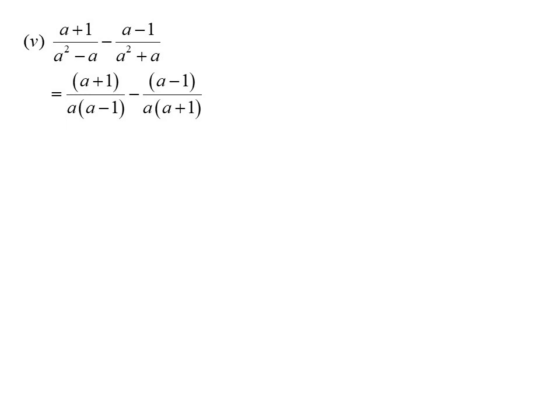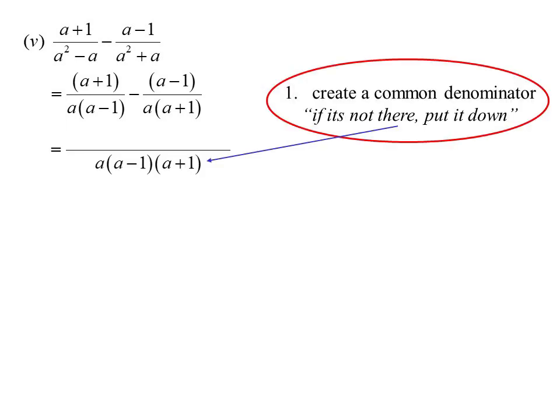So my thought process when I'm doing this, I draw in my vinculum, and then I create my denominator. Now, my thought process is this. If it's not there, put it down. And that's how I create the denominator. So all I do is I work from left to right, and I go, well, a, it's not there, I'll put it down.